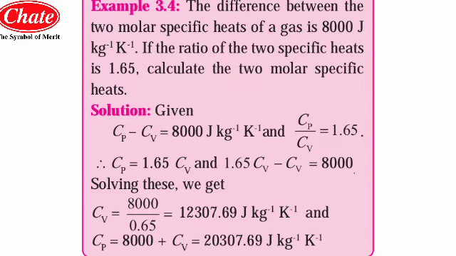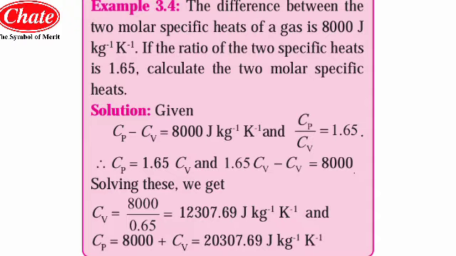So students, the first problem that we are going to discuss, you can see on your screen: the difference between the two molar specific heats of a gas is 8000 joule kg^-1 K^-1. If the ratio of the two specific heats is 1.65, calculate the two molar specific heats. First of all we write the given terms. The difference between the two molar specific heats is 8000 joule, meaning Cp minus Cv is equal to 8000.